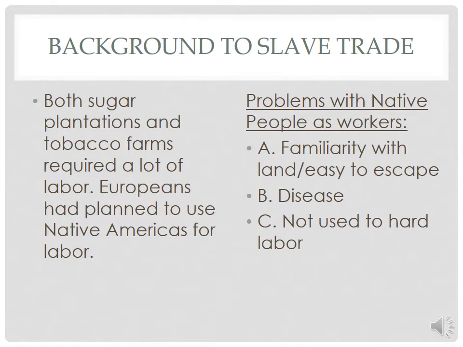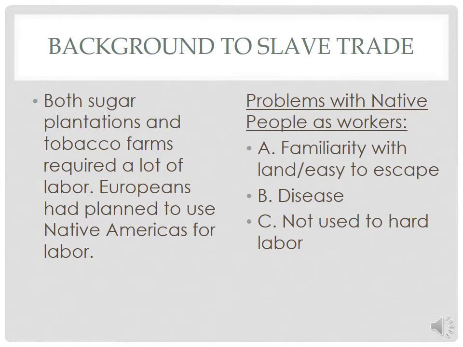So the Spanish were already using slave labor in the Caribbean and in Mexico to work their sugar plantations and tobacco farms, and they had used the natives on those islands and in Mexico. Well, the English in the New World, in the present day United States, were also going to do the same thing. They were going to use the Native Americans.